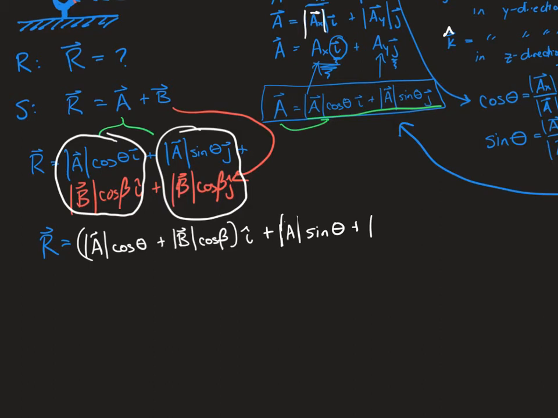So this will be A plus B sine. That's what happens when you erase too much. You start to erase your brain. Nothing wants to erase. All right, I'm just going to write over it. Sine beta, and this is all times j.